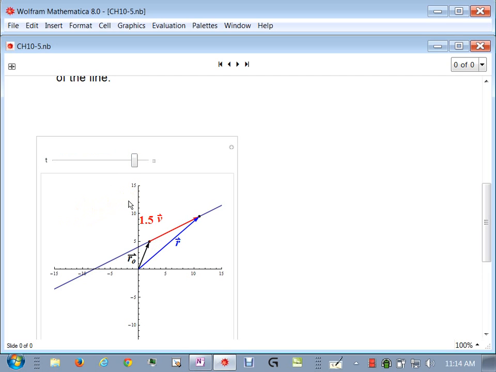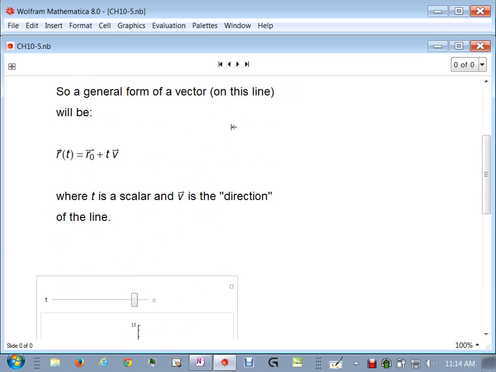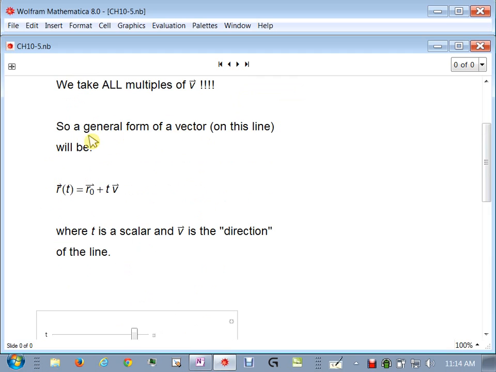So do you agree that you can generate all the points on this line by taking R naught and adding to it all scalar multiples of V? And that's what we have right here. This is the general form of the vector equation of a line. Look, notice the notation. We write vector r of t. So it's a function, right? It's a vector function. T is the number sitting in front of v.